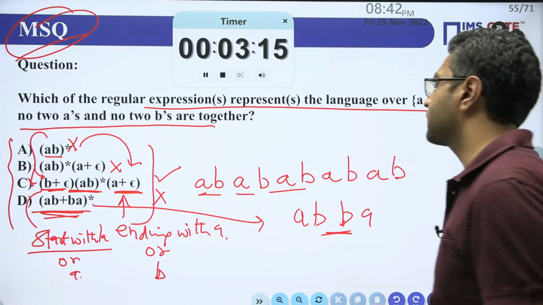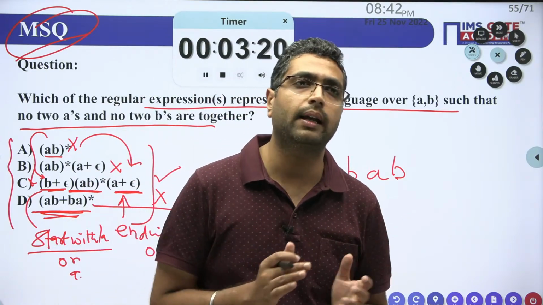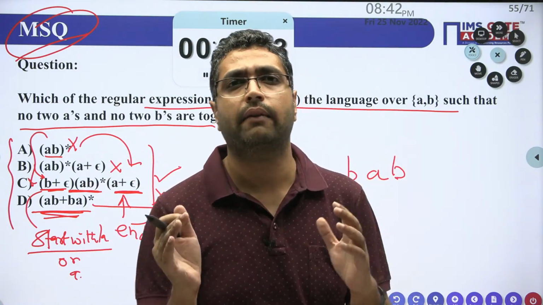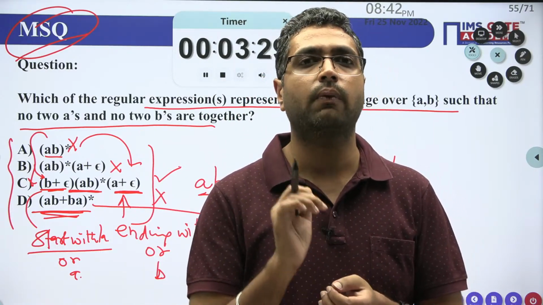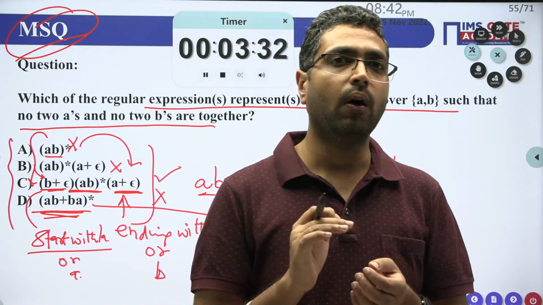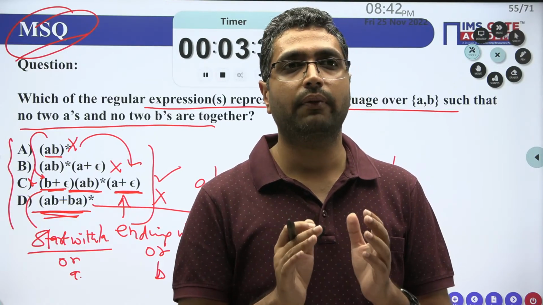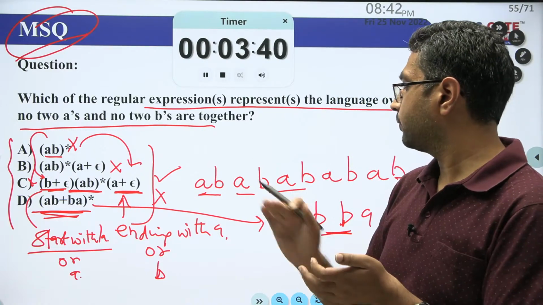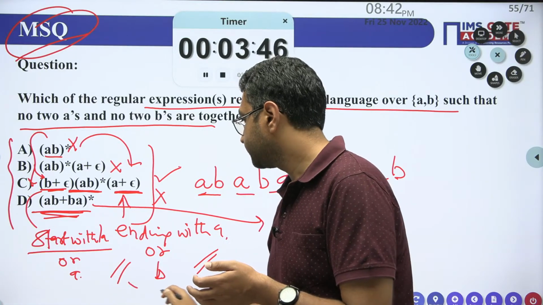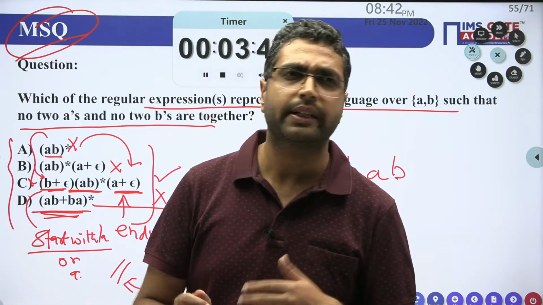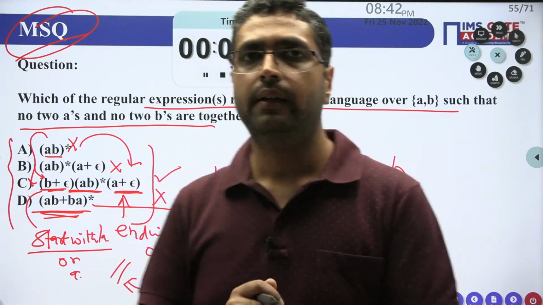So now let's move to the next question on regular expressions. Again, the trick behind the MSQ based questions is you just try to eliminate the options. You keep on producing the strings in the language and see whether the regular expression is representing that or not. While solving these kinds of questions, always remember that the strings in the language should be accepted and strings not in the language should be rejected. That's the only trick. You keep on trying things.